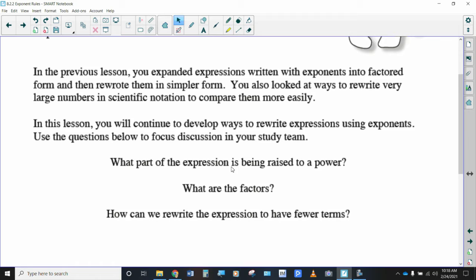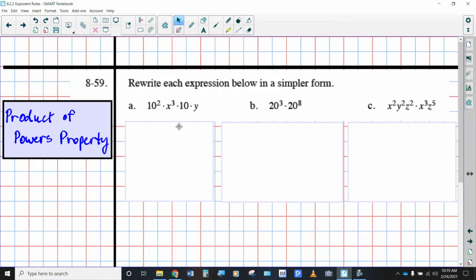What part of the expression is being raised to a power? What are the factors, and how can we rewrite the expression to have fewer terms? Okay, so this is what we worked on at the beginning of lesson 8.2.1. This particular property that we're using here is called the product of powers property, right?